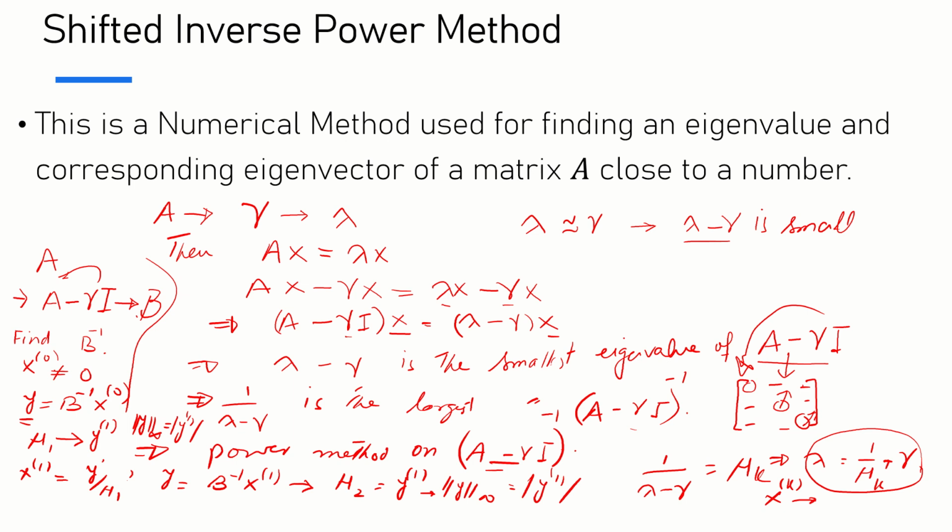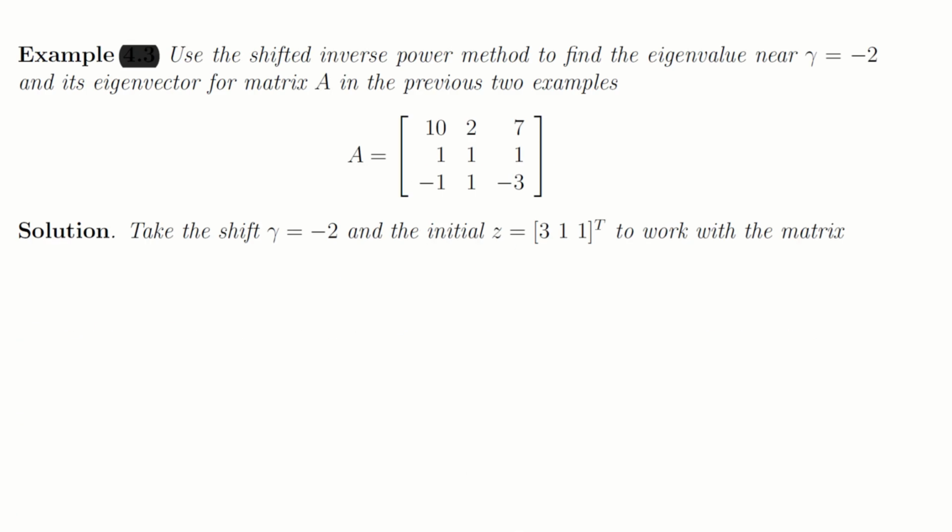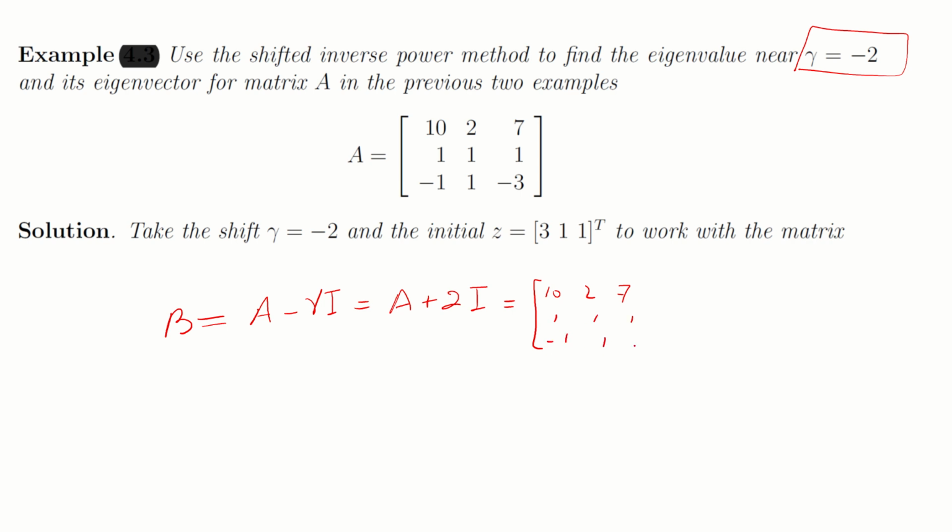Let me explain this by using an example. That is, we want to find the eigenvalue of this matrix A near gamma equal to -2. So step number 1, we would find this matrix B, which, as I said earlier, will be A minus gamma I. That means A plus 2I, because gamma is -2. That means you would take 10, 2, 7, 1, 1, 1, -1, 1, -3, and then plus 2, 0, 0, 0, 2, 0, and 0, 0, 2.